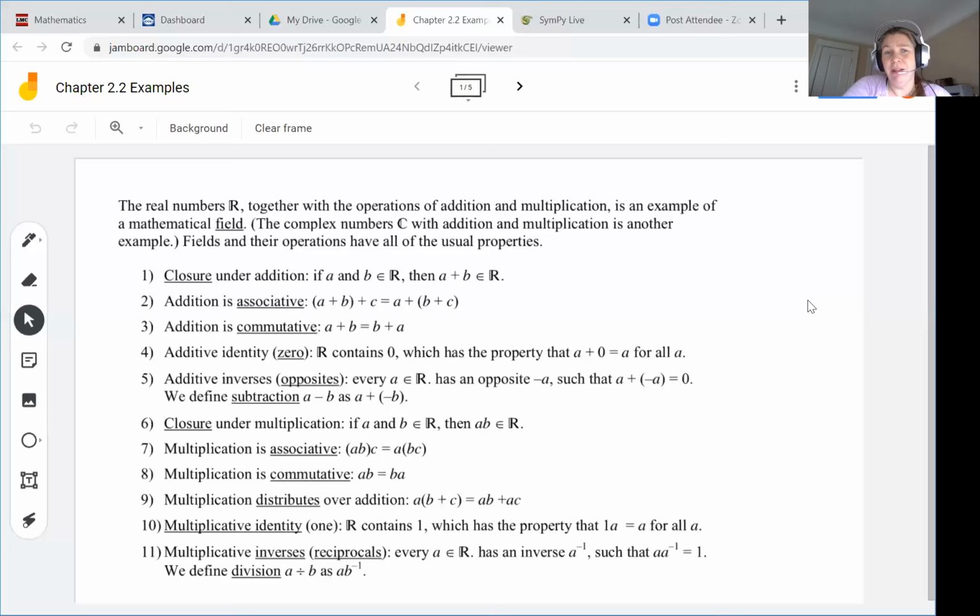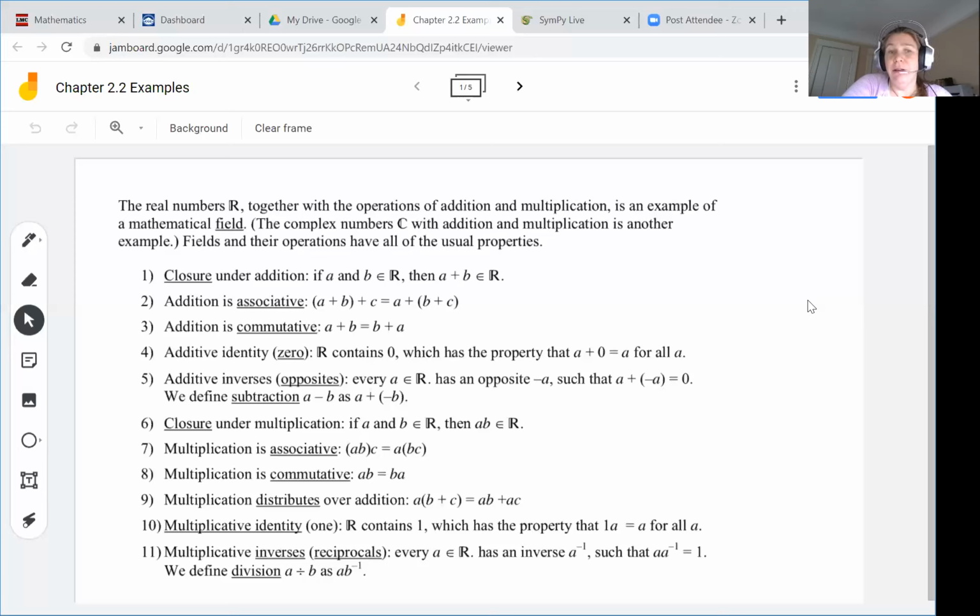So fields and their operations have all of these usual properties that we're familiar with from the real numbers. The first property here is closure. So if you have two elements, A and B, in the real numbers, then their sum, A plus B, is also in the real numbers. Addition is associative, so depending on how we group it, whether we add A plus B first, as on the left, or B plus C first, as on the right, we still get the same results. So regardless of grouping, addition meets the associative property.